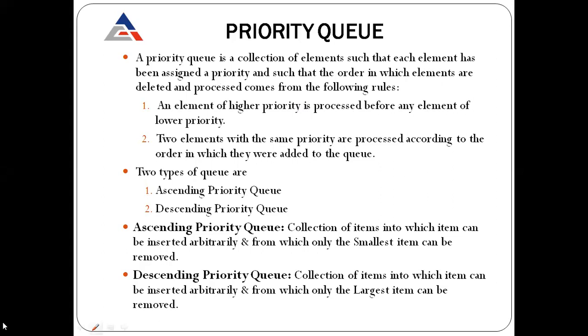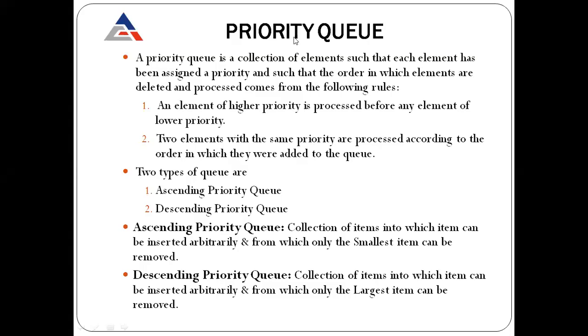So two types of queues are there: ascending priority and descending priority. An ascending priority queue is a collection of items into which items can be inserted arbitrarily and from which only the smallest item can be removed. Descending means a collection of items into which items can be inserted arbitrarily and from which only the largest element can be removed. So I hope you understand the concept of the queue and understood all the process.